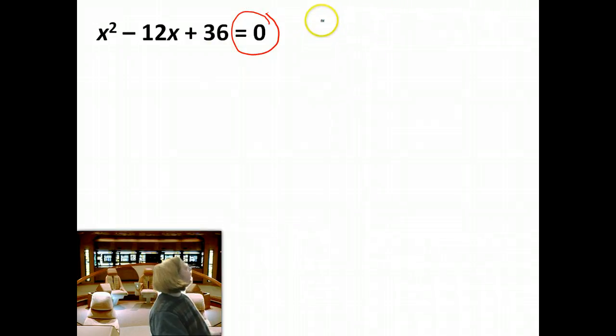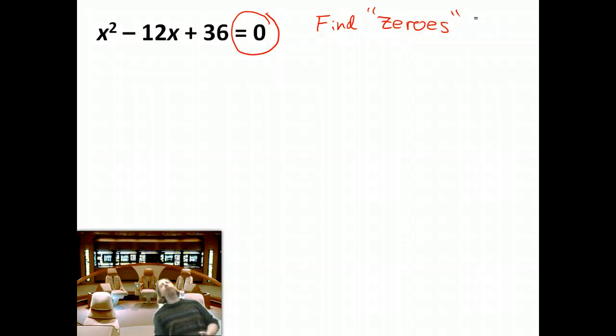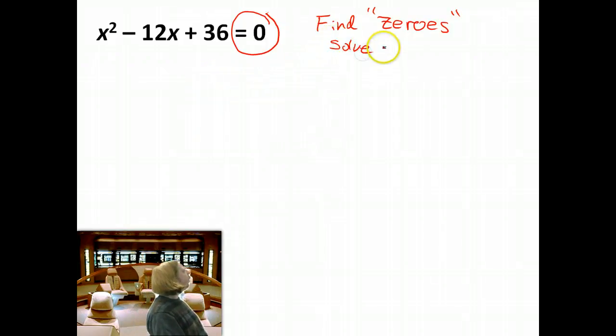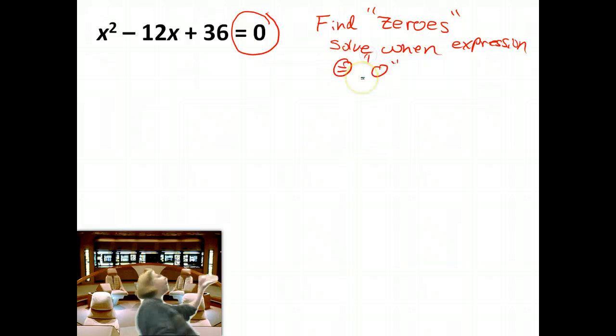Now what I also want to add on to this, you might see that phrasing where it doesn't say solve it, it says find the zeros, or find the zeros for this expression. Find the zeros. Now, what they're referring to when they say that is basically solve when the expression equals 0, which is what we have here.